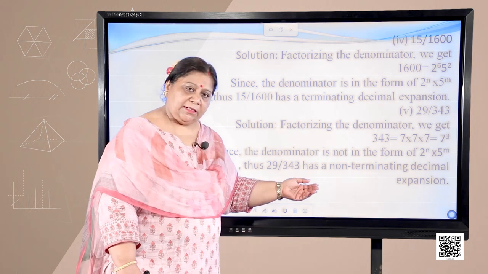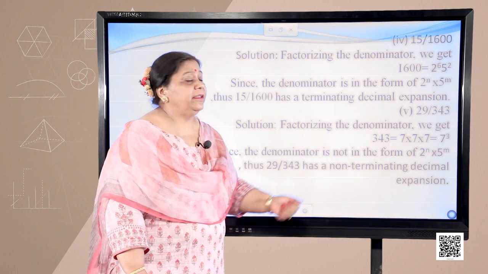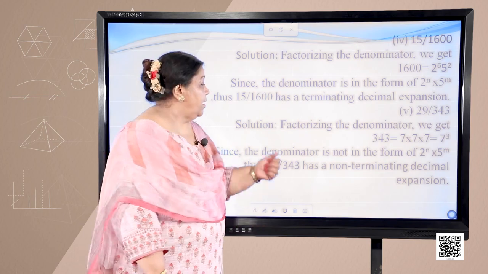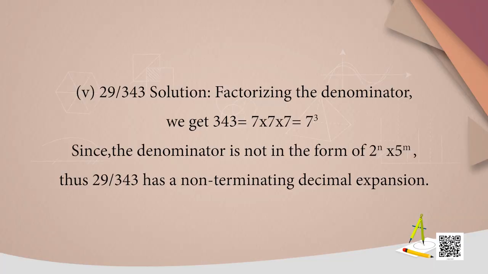Let us see the next part, 29 divided by 343. Factorizing the denominator, we get 343 as 7 into 7 into 7, that is 7 to the power 3. We can see here, since the denominator is not in the form of 2 to the power n into 5 to the power m, thus 29 divided by 343 has a non-terminating decimal expansion.